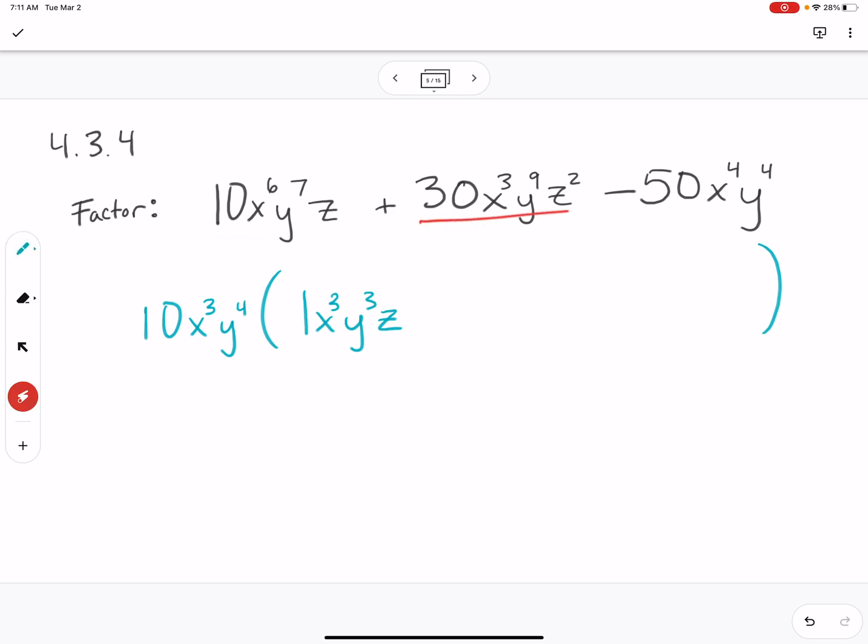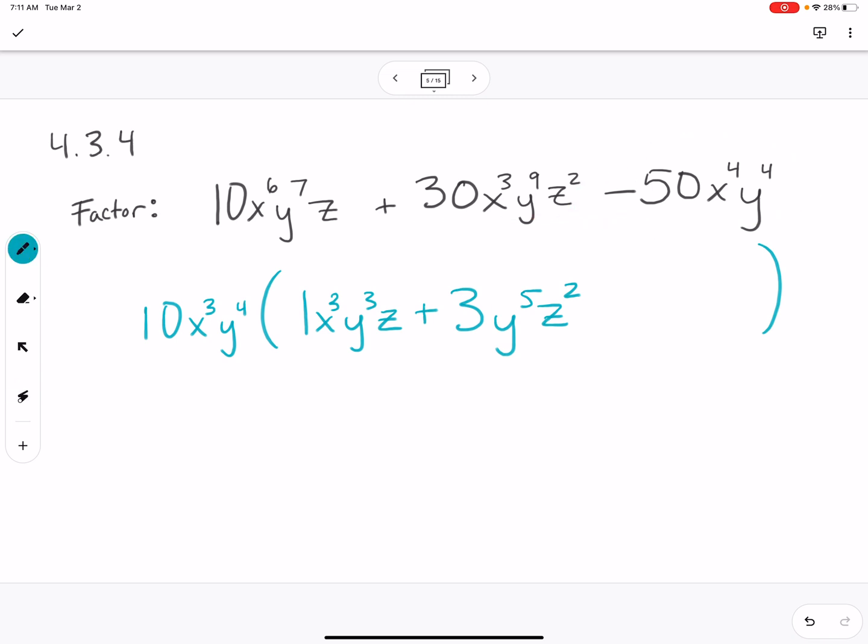Now I'm going to move on to my second term. So I'm going to put a plus. 30 divided by 10 gives me 3. I had 3 x's. I took 3 out. That means I have no x's left. So I'm not going to include that in my leftovers because there are no leftovers. Now I had 9 y's. I took 4 out. That means I have 5 left. And again, I have a z where I didn't take any out, so I'm just going to leave the z in there as well. All right, we did 2 terms, down to the last one here.